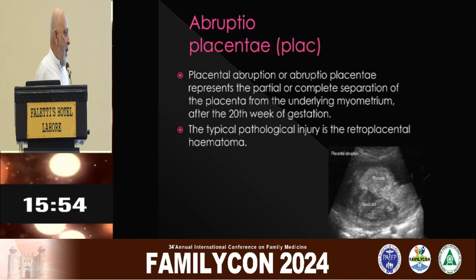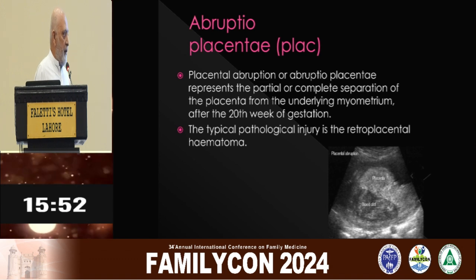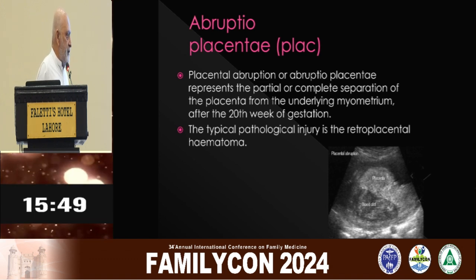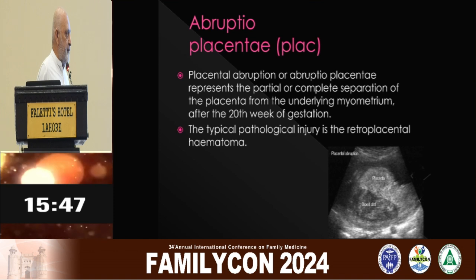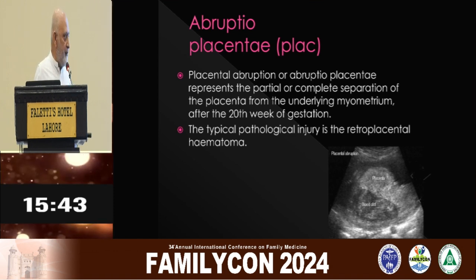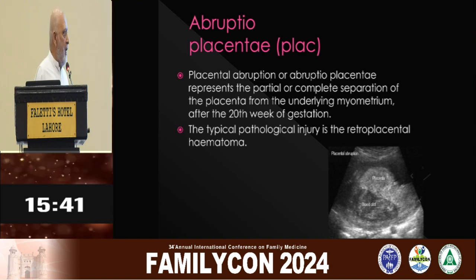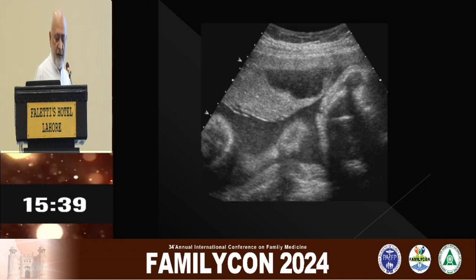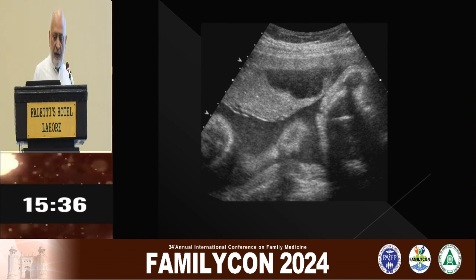We see a hypoechoic area posterior to the placenta. Sometimes this is not so easily visible because fresh blood looks like placenta. When it becomes hypoechoic, we can see it clearly, and you can see in this picture this is a retroplacental hematoma in a case of abruptio placenta.